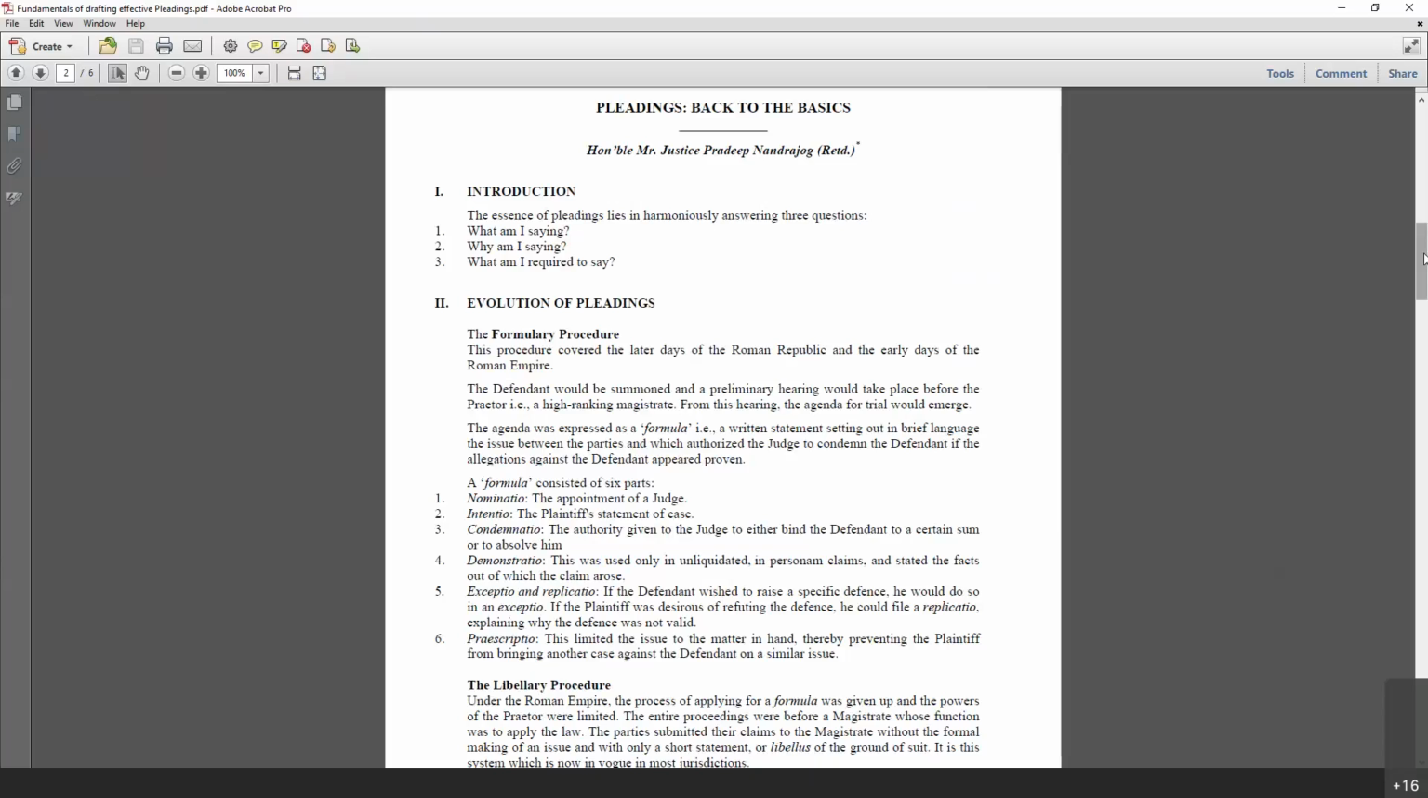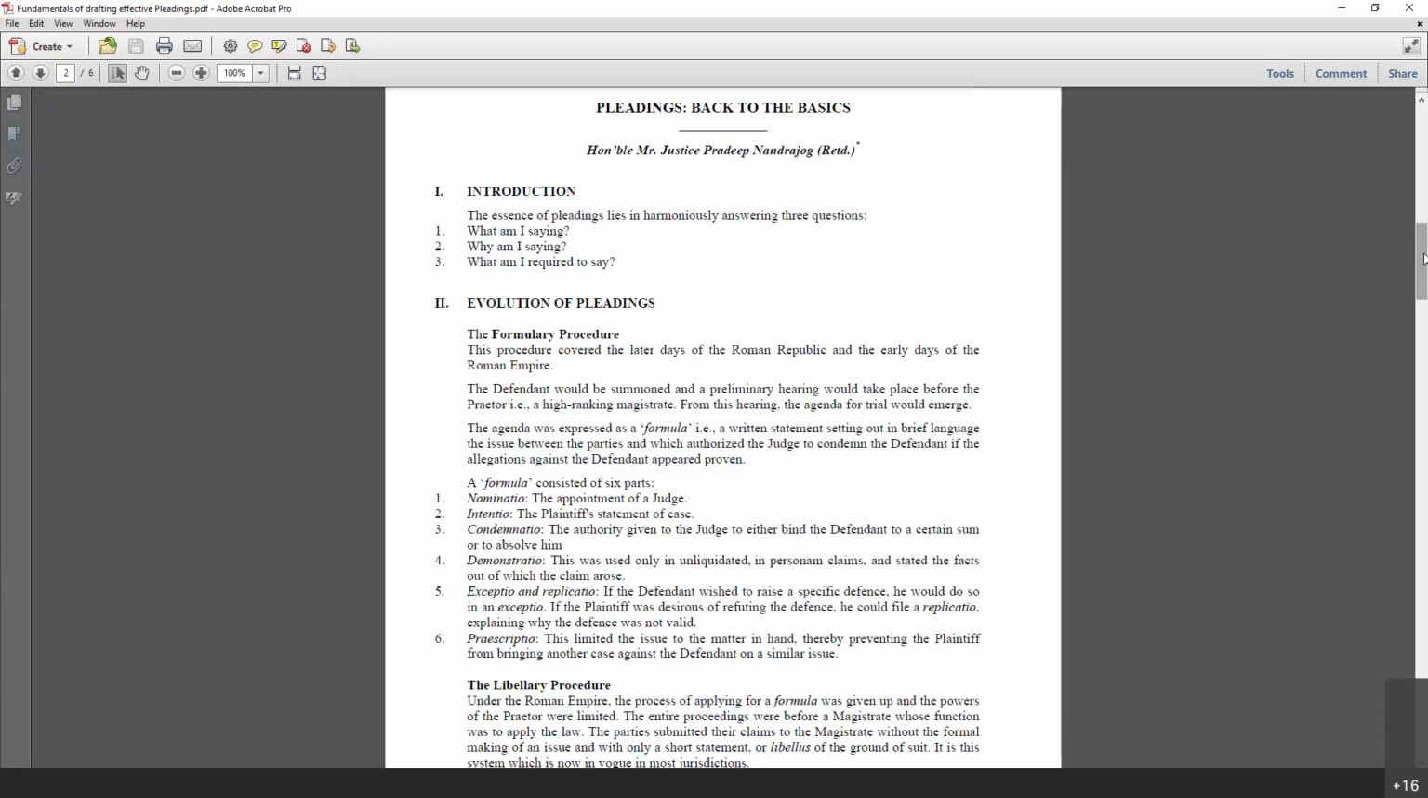So it is not just a question of saying everything possible to try and establish your case, but it is also a question of strategizing to see what are the things which you can get away with without pleading, and consequently not taking the obligation to have to prove in the trial.